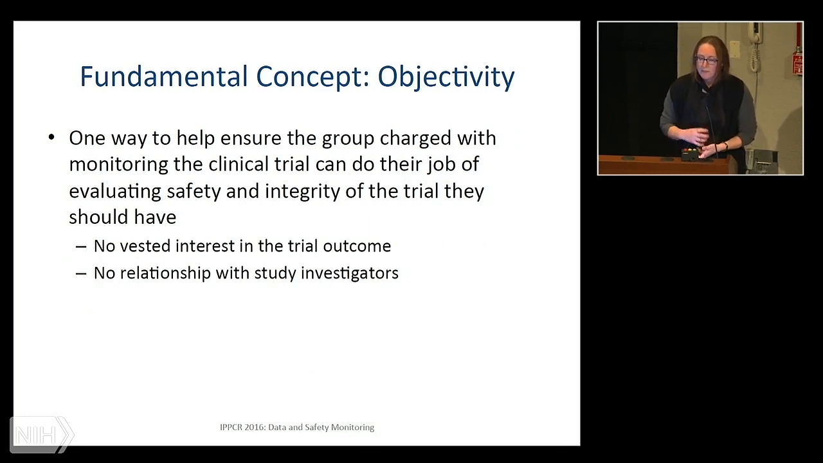And finally, if you have a group of people charged with looking at data, or the only ones that may be unblinded, you need them to be objective, right? If they're going to have this responsibility of deciding is it safest for the patients, is it best to continue or to stop, they can't have any vested interest in the trial continuing, right?